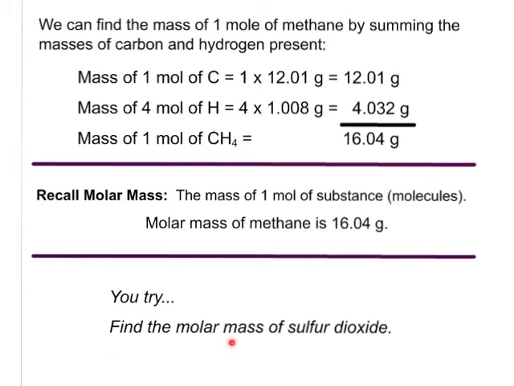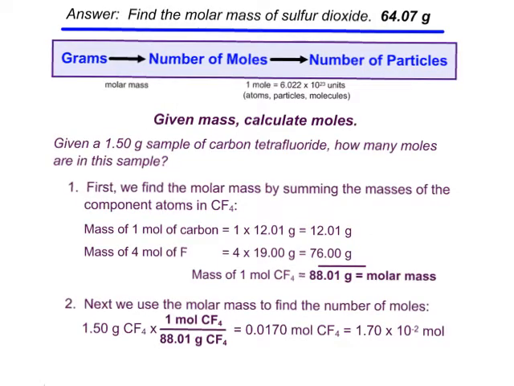So you try now. Find the molar mass of sulfur dioxide. Here's the molar mass of sulfur dioxide. Hopefully you remembered from our nomenclature unit that sulfur dioxide is 1 sulfur and 2 oxygens. So hopefully you got that answer correct.